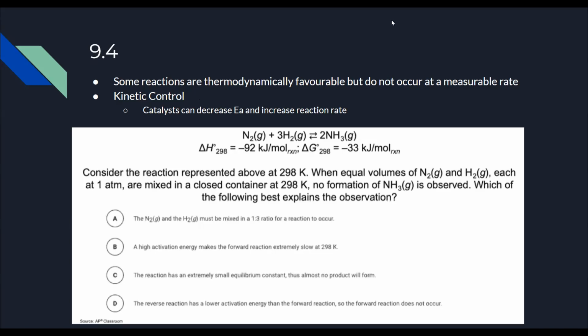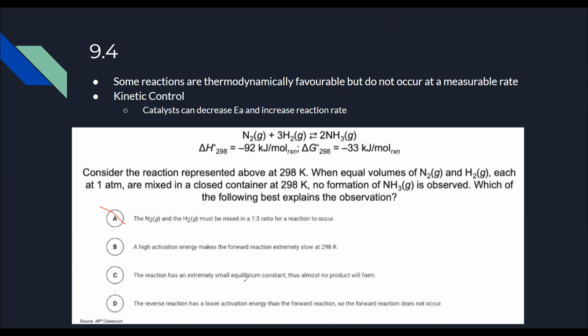Let's try this. The first option: the N2 and H2 must be mixed in a 1:3 ratio for the reaction to occur. This is wrong, as you don't need to have it in a ratio. You can have any amounts, but then there are limiting and excess reactants. So this is wrong, and it won't affect the formation of NH3.